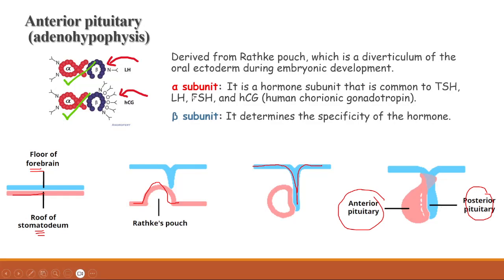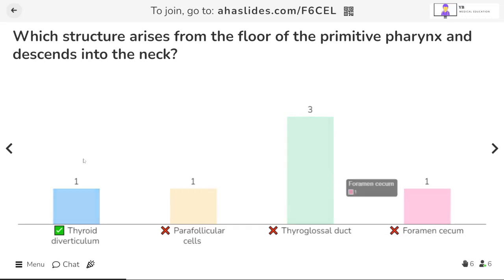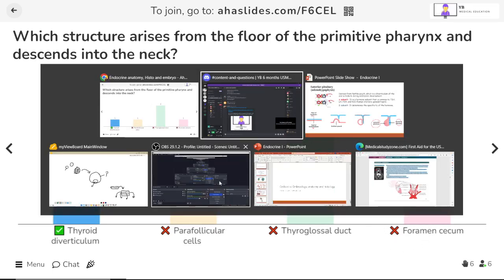Okay, so let's solve some questions. Oh, okay, so there's a wide variety of answers here. I'm pretty sure it said thyroid diverticulum is the first thing that does this whole thing, right? And the foramen cecum is the last thing that exists. Okay, so let me explain that.